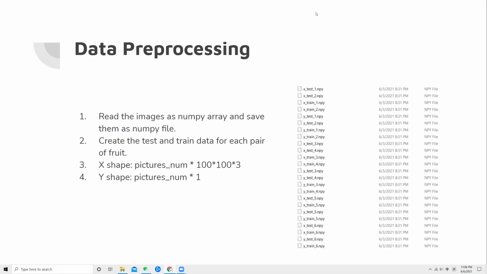Okay, and for the data preprocessing, we read the images as NumPy arrays and save them as a NumPy file. In the screenshot, you can see that we created test and train data for each pair of fruit. For the independent variables, for each picture we have 100 by 100 pixels, and for each pixel we have 3 values, which is the RGB. And for the labels, each picture has 1 label.